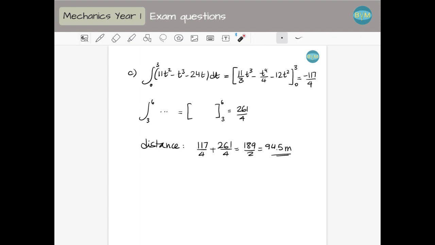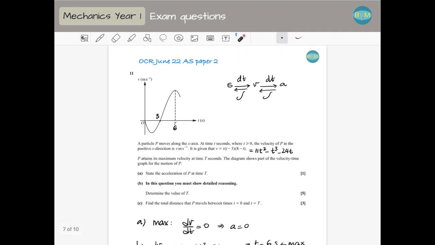Every time you have to find distance between two values, even if you have the graph, check if you have a change of sign, if you have a root between the values, just in case, because that will make your answer wrong. And that's all with this exam question.